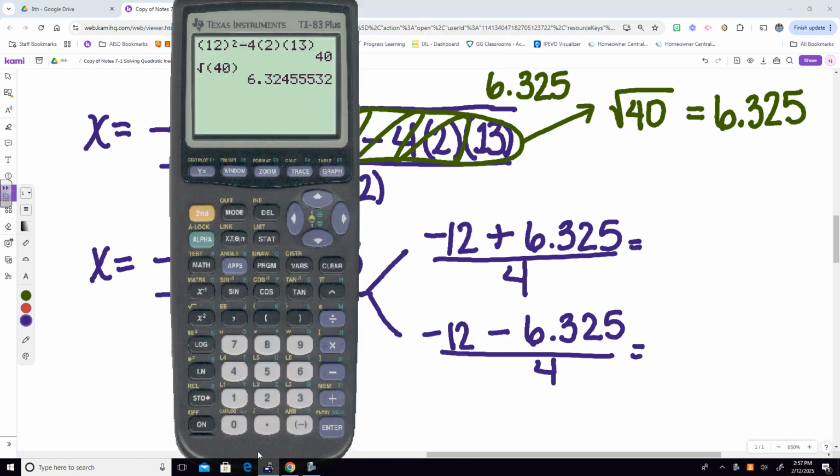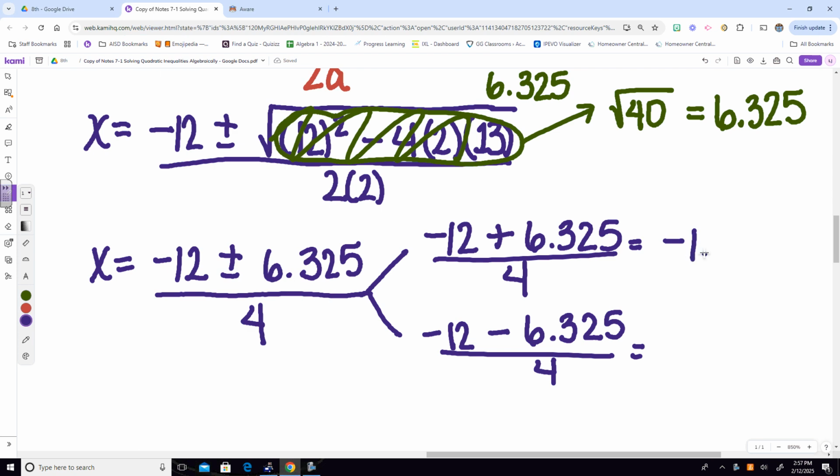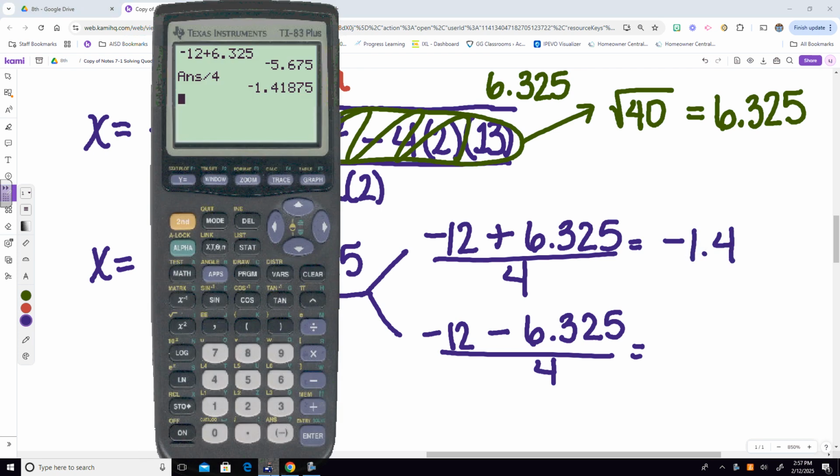So, type in negative 12 plus 6.325, enter, divided by 4, enter. Round this one to the nearest tenth. How many places after the decimal is tenth? 1. So negative 1.4, is that what you guys got? Okay. And then do the same with the second one.